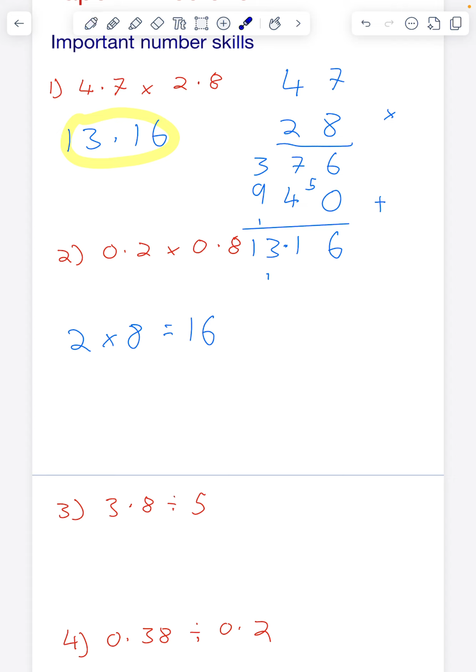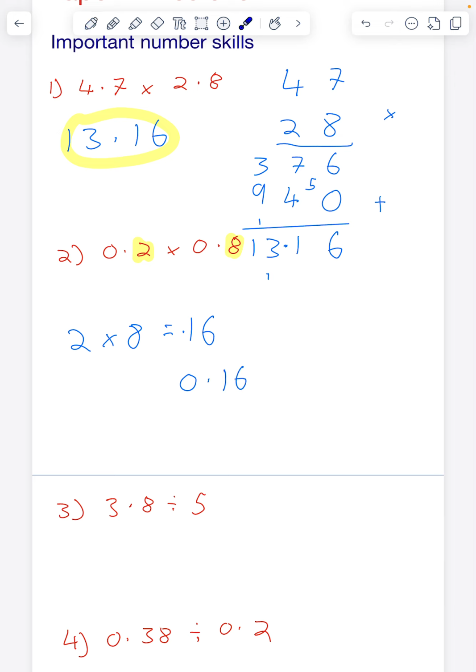Now, because you've got 2 numbers that go after your decimal points, the points being here, you've got one number after it and a second number after the points. That means you go back in by 2 spaces from your number. So the point goes in here. So you get 0.16, which is the same thing as 0.16.